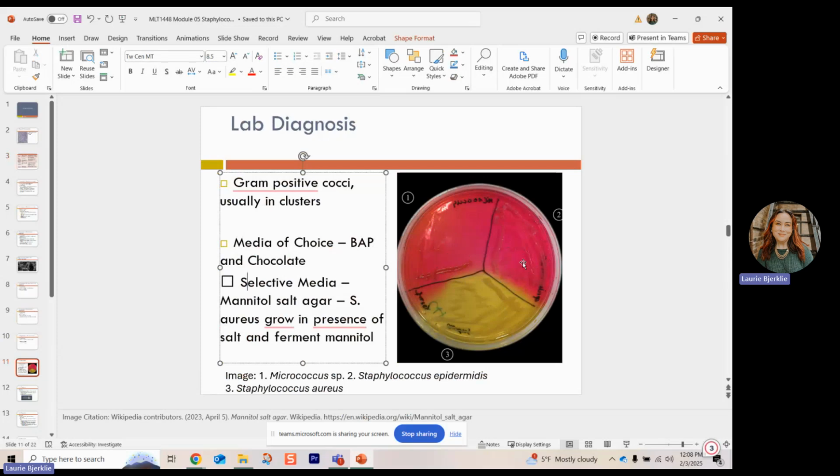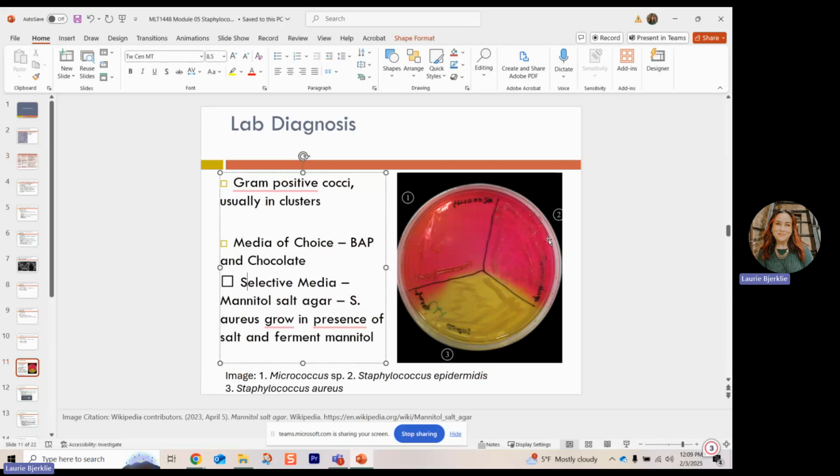So this image shows you up here in the area of 1, they streaked out Micrococcus. In the area of 2 over here, they streaked out Staphylococcus epidermidis. And then down here in area 3, they streaked out Staphylococcus aureus. So this is just a good representation. This is a mannitol salt plate. They incubated it, looked at it the next day, and they were to see if the colonies turned yellow or not. So in the case of number 3, very much yellow, and that's because it was Staph aureus. In 1 and 2, Micrococcus and Staph epi do not ferment mannitol, so they do not change the color of that agar in those colonies.